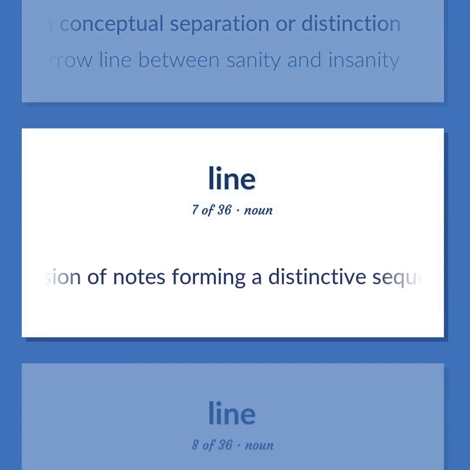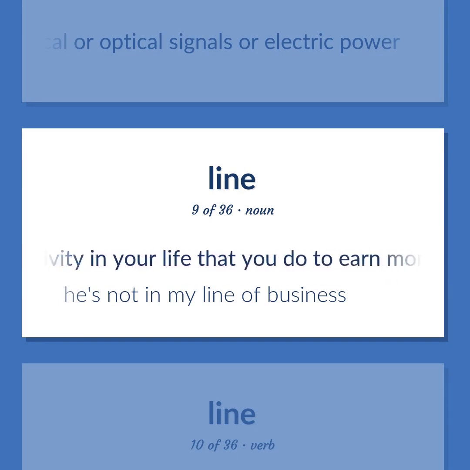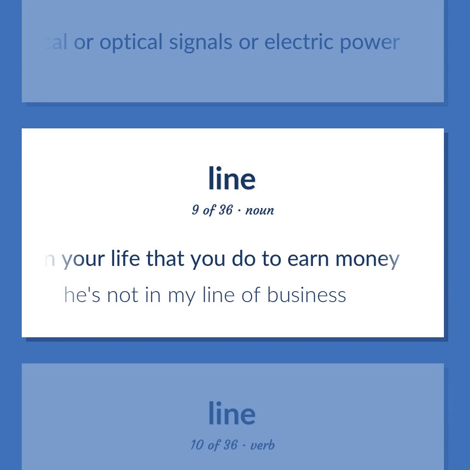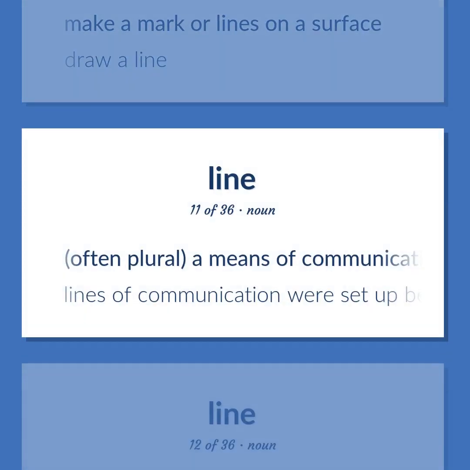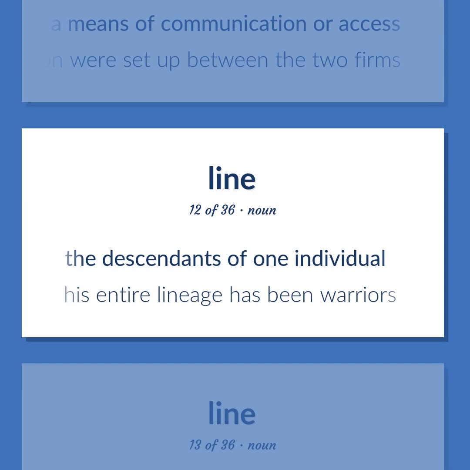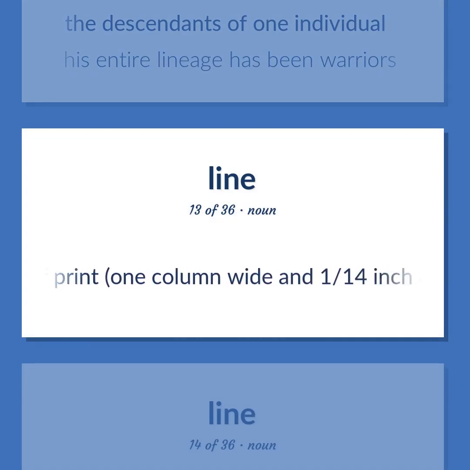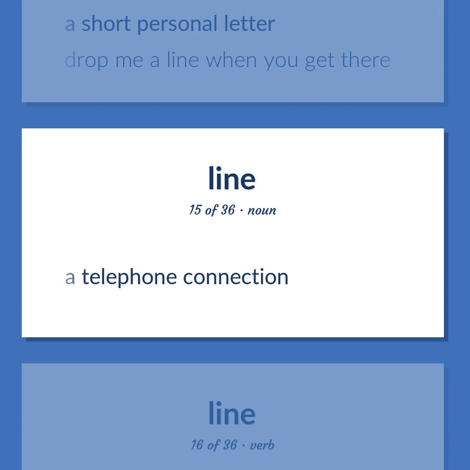A succession of notes forming a distinctive sequence. A conductor for transmitting electrical or optical signals or electric power. The principal activity in your life that you do to earn money. He's not in my line of business. Make a mark or lines on a surface. Draw a line. Often plural, a means of communication or access. Lines of communication were set up between the two firms. The descendants of one individual. His entire lineage has been warriors. Space for one line of print, 1 column wide and 1/14 inch deep, used to measure advertising. A short personal letter. Drop me a line when you get there. A telephone connection.